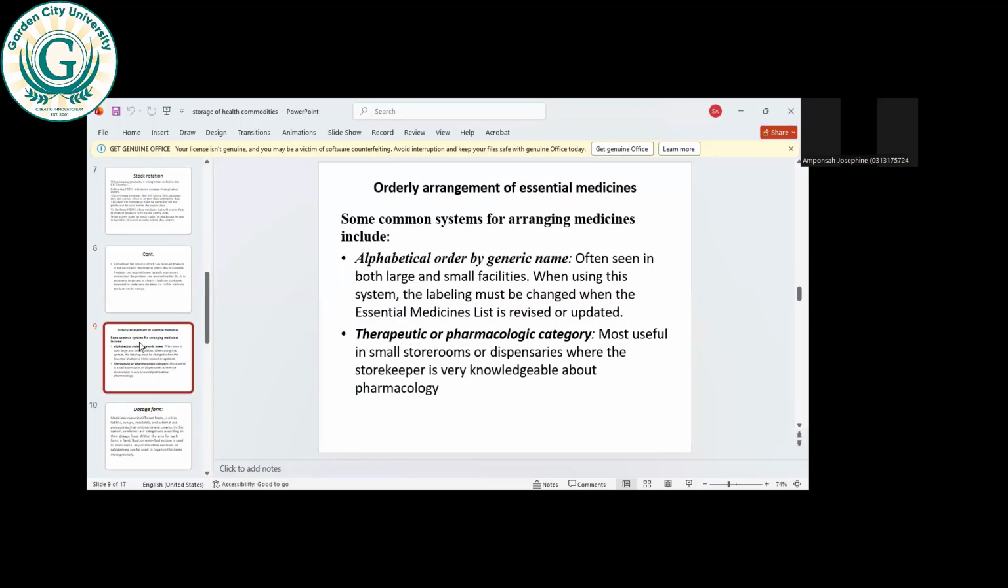Okay, so we're going to look at the orderly arrangement of essential medicines, and I would like to know if you have any question or contribution. Any question or contribution?